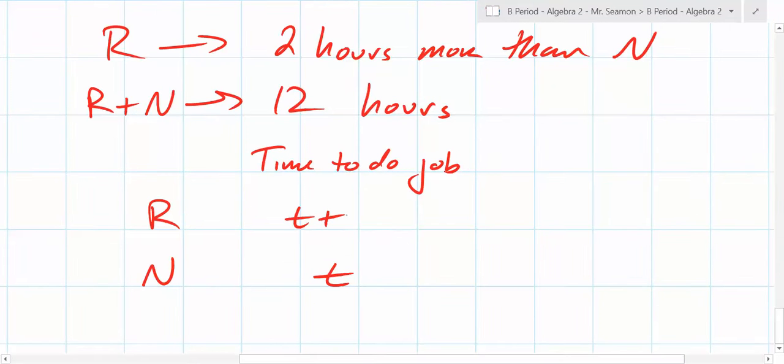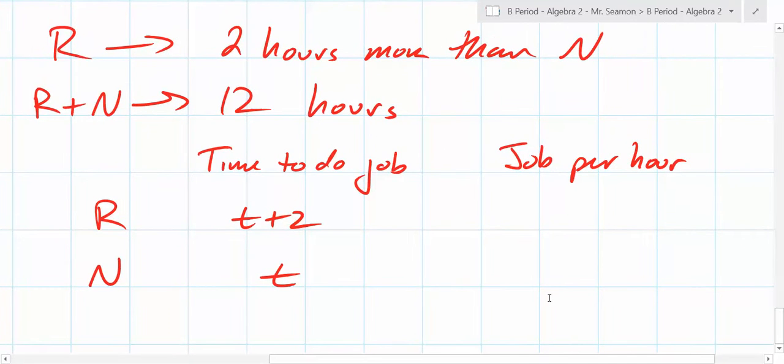So T plus 2, right, exactly. So, together, so job per hour. What's the job per hour rate if it takes him T hours to do the job? How much of the job do you do per hour? If you can do a job in 2 hours, how much of the job do you do in 1 hour? Half. If it takes you 3 hours to do a job, how much of the job do you do in 1 hour? 1/3. So if it takes you t hours to do the job, how much of the job have you done in 1 hour?